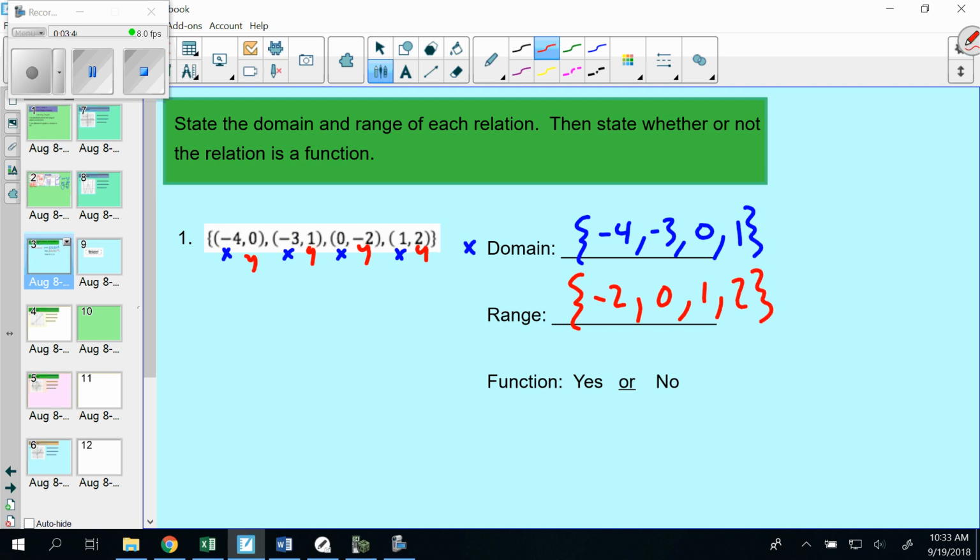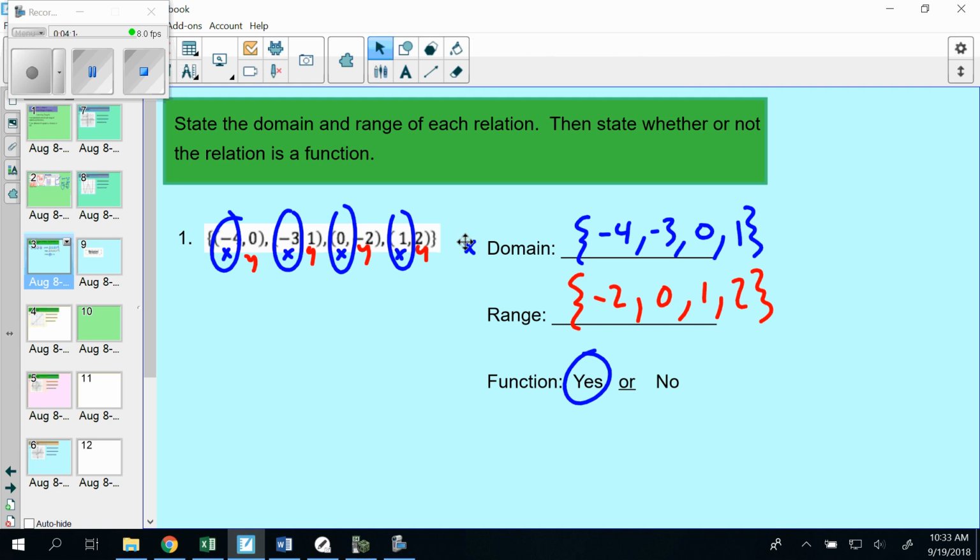All right, is this a function or not? When you're looking at a set of points, you're looking at whether there are any repeated x values. Was any of our x values repeated here? No, they were all different, which means each of those inputs is going to have a single output. So yes, this would be a function. You could also graph the points and look at the vertical line test too.